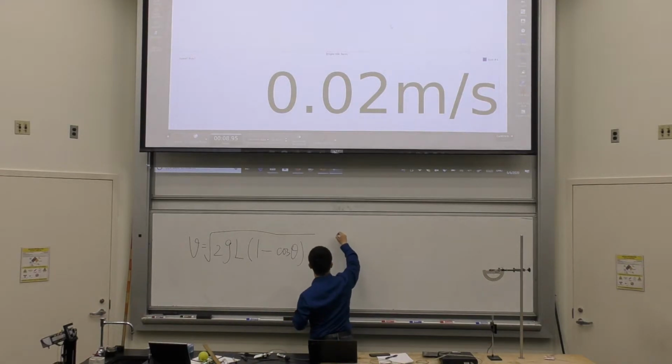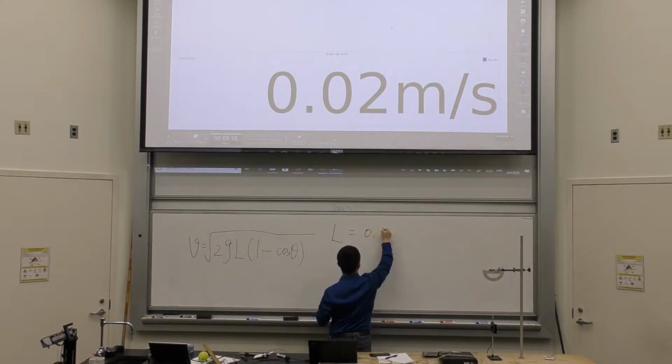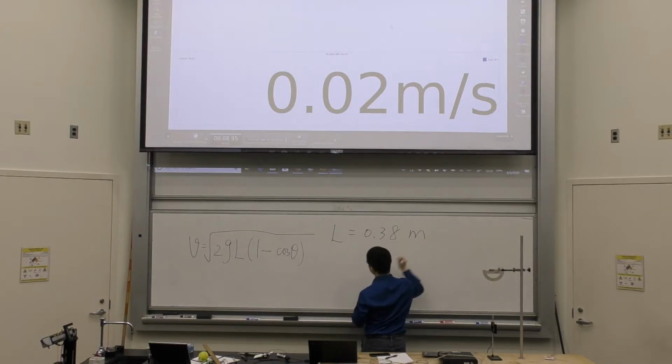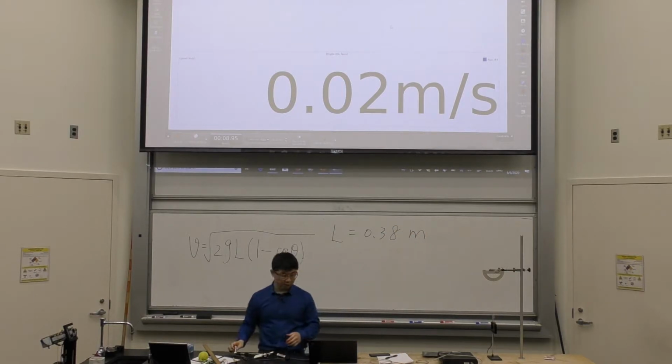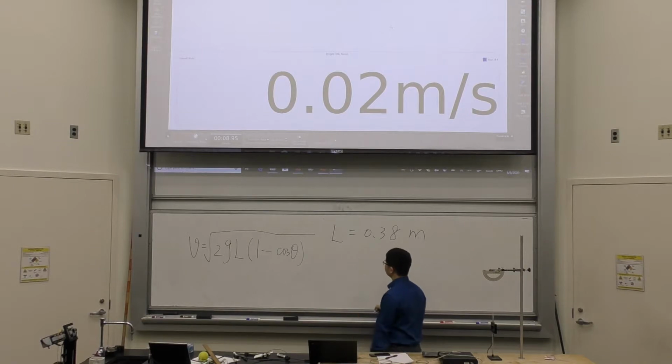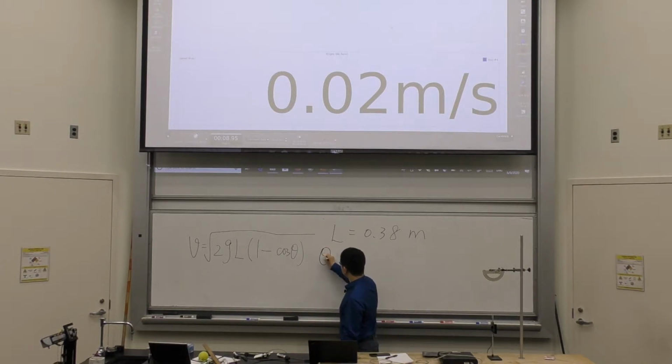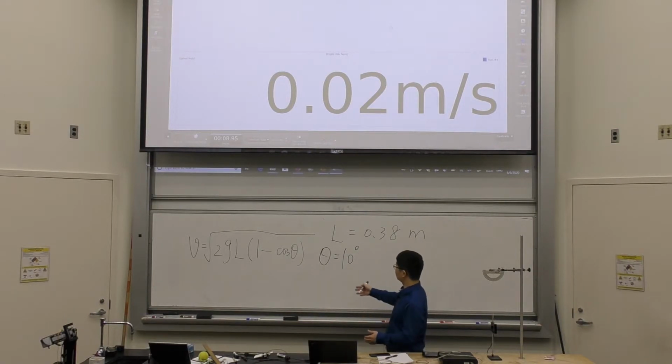So the length I plug in is 0.38 meters. Now let's pick some angles so we can test our theory. Say if I choose 10 degrees, I can always release that at different angles. I want you to use a calculator and then find this V, then we can compare it with the experiment. So if we use 10 degrees, what do we get?